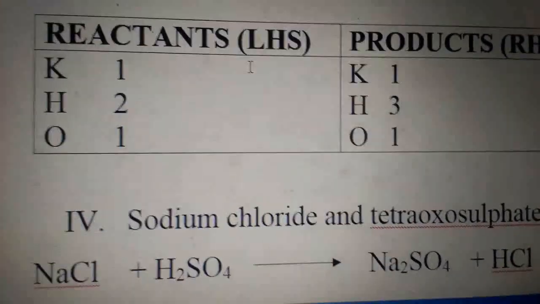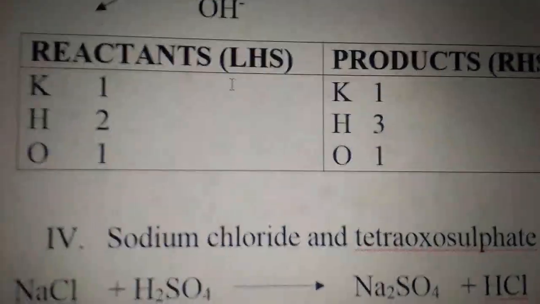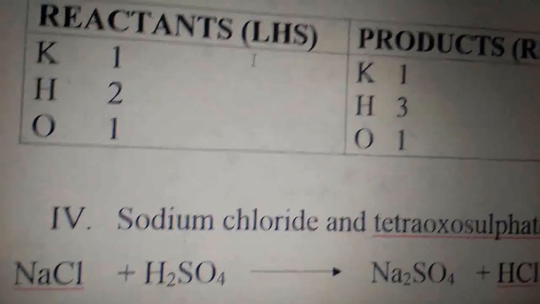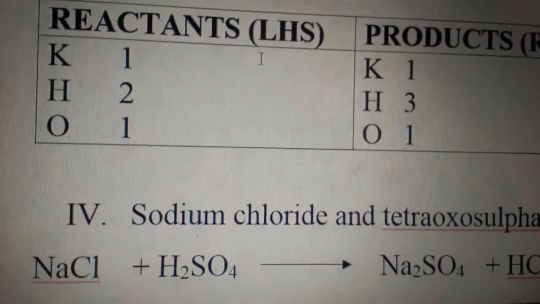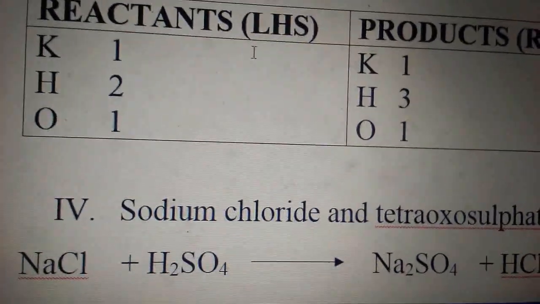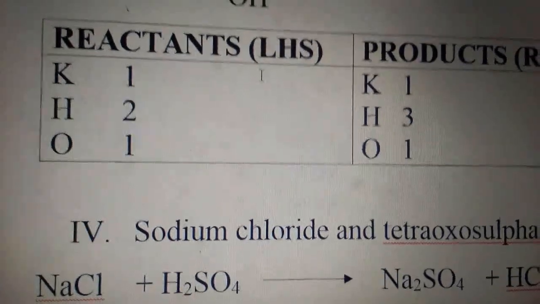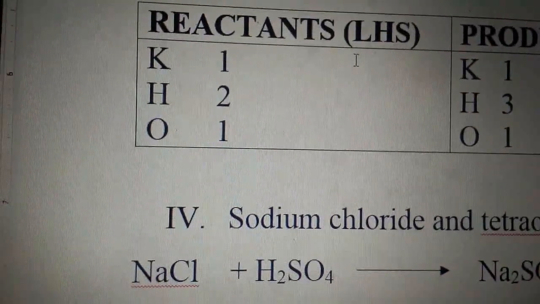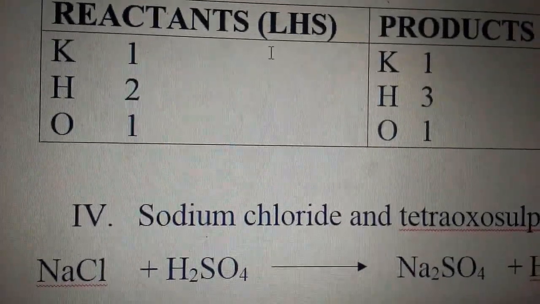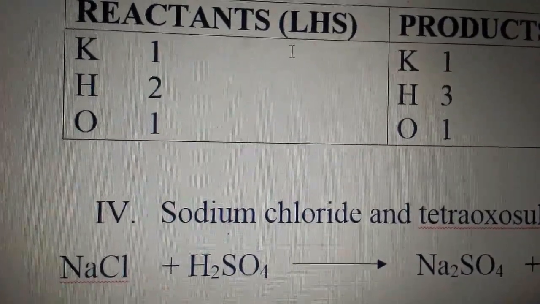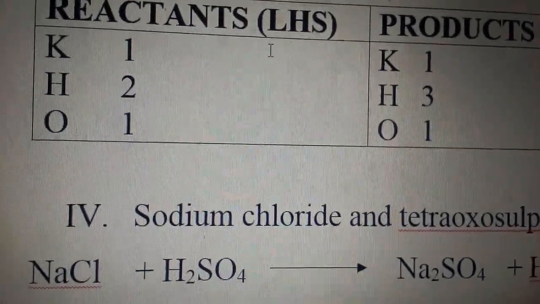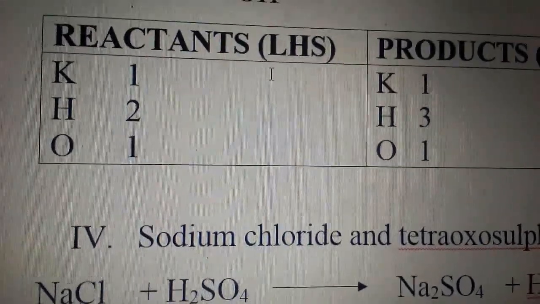So let's investigate the table. Now, which of the atom is not balanced here is hydrogen. Potassium appear to be balanced, 1, 1. Others appear to be balanced. Then what do we do? We now ask ourselves, which whole number we multiply 2 by to give us 3? That is on hydrogen. Since hydrogen is unbalanced, which number will multiply 2 to give us 3? No number can do that. There's no whole number that can multiply 2 to give us 3.